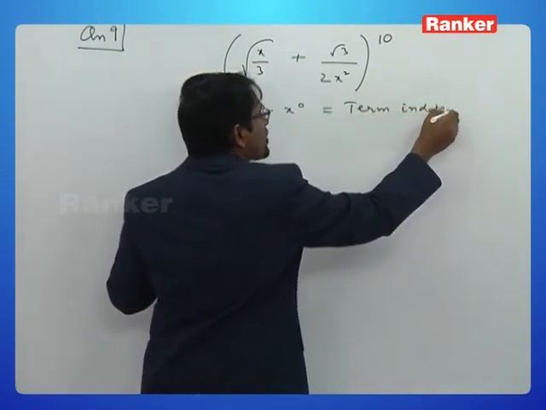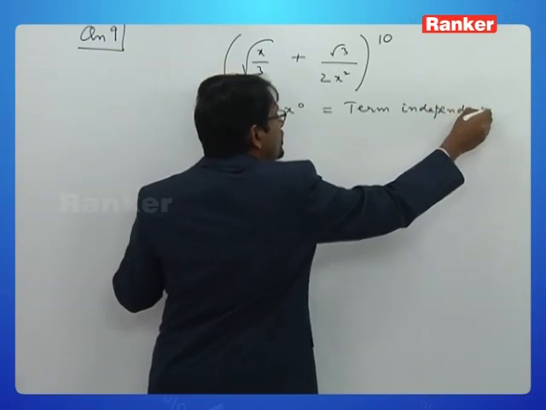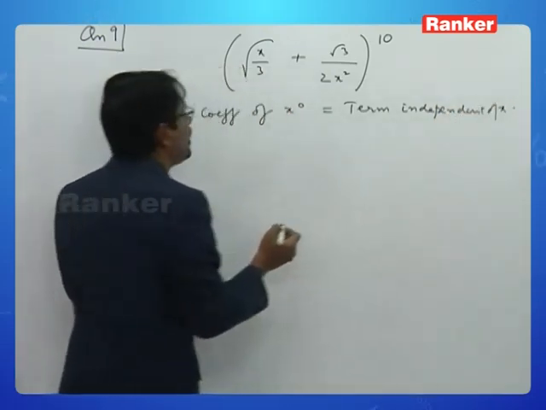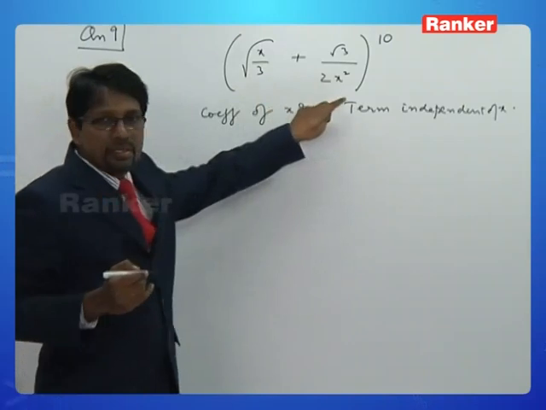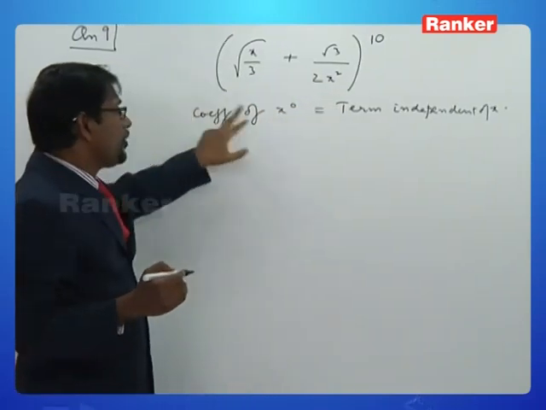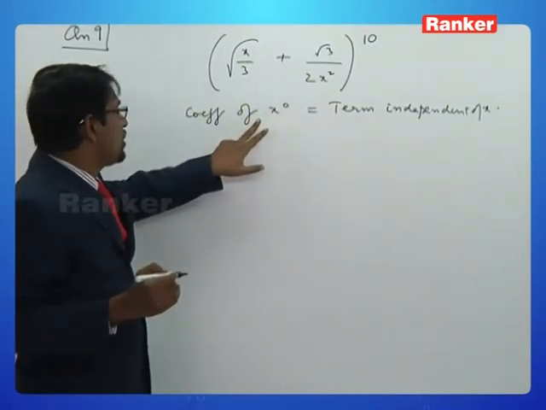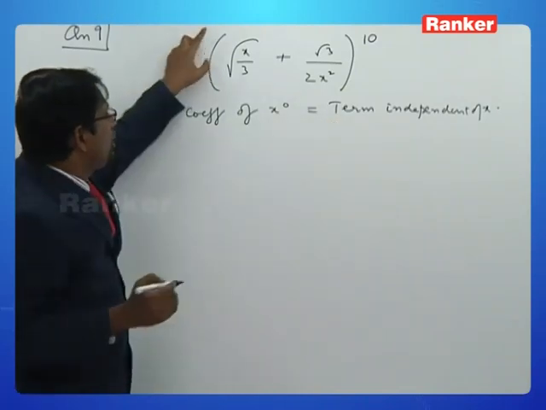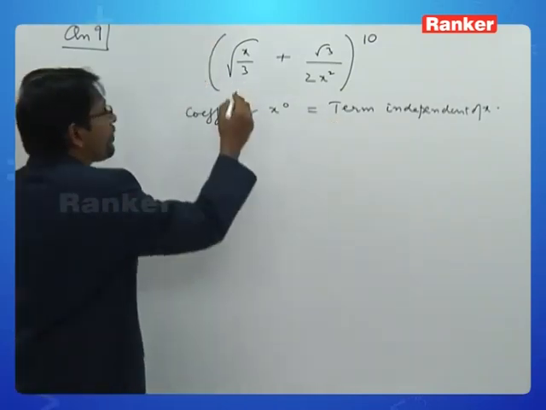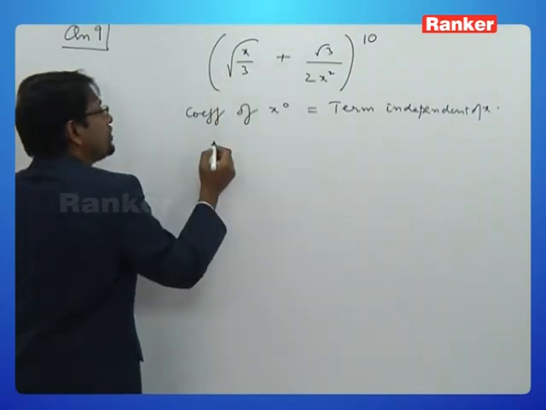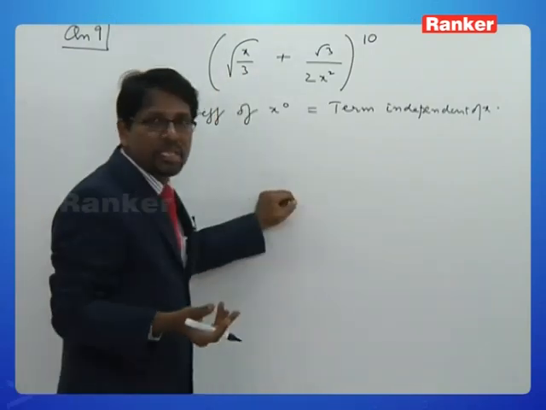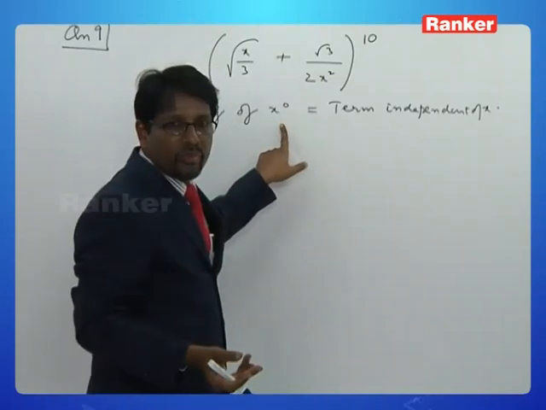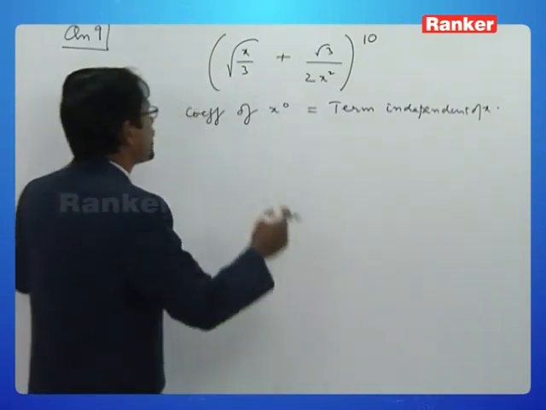Independent of x. So this has to be borne in mind. In an expansion like this, if I am interested in the coefficient of x power 0, that is nothing but the term independent of x. Now, what's the general term? Which is the term that is giving the coefficient of x power 0? So, let's look at that.